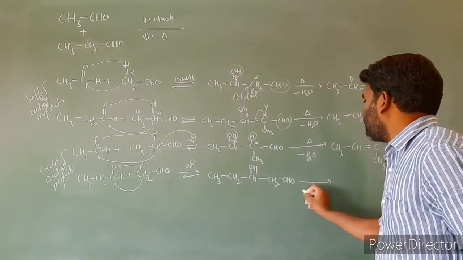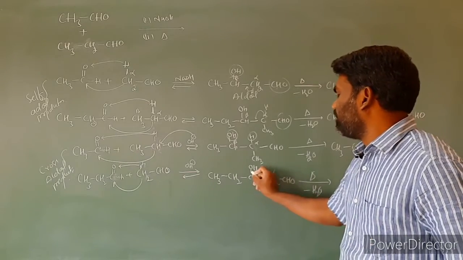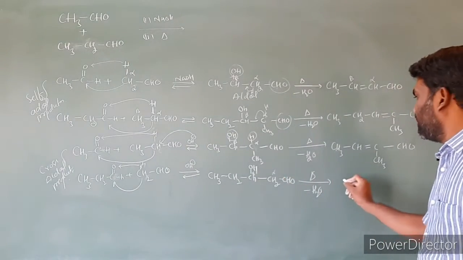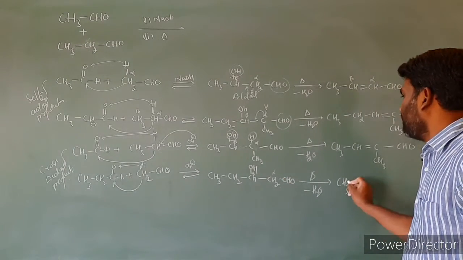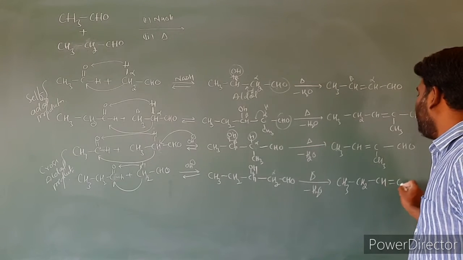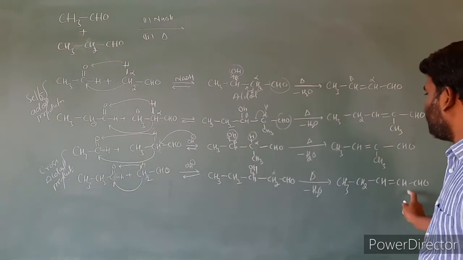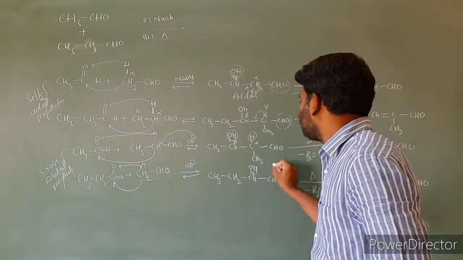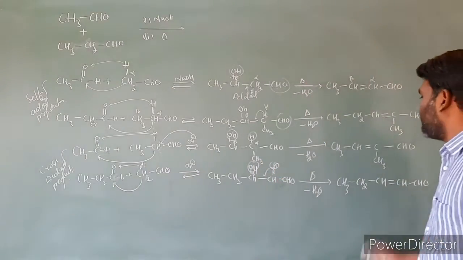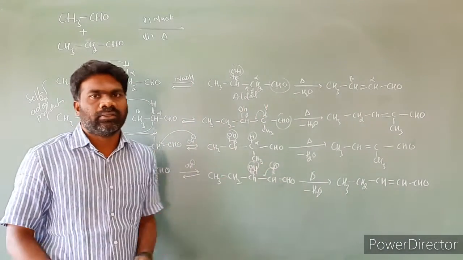Then remove the water by heating it. This is the alpha carbon, this is the beta carbon. Remove the water molecule. Then the product is CH3 CH2 CH double bond CH CHO. So this is the product formed. This bond is coming here, and OH and H leave in the form of water. This is the product formed in the reaction. So these are the products formed in aldol reactions.